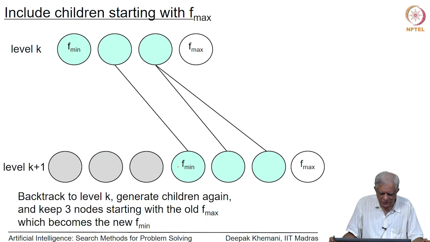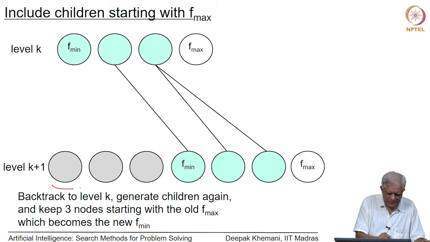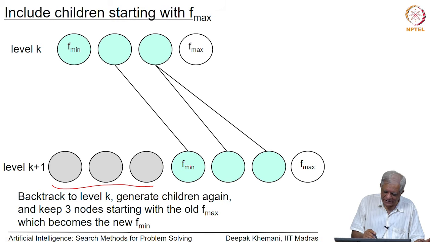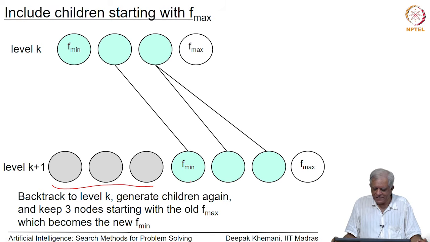So, this is how it would look. Those 3 nodes that we backtrack from have gone into the set of nodes that we have visited, and 3 more children of their parents have been added to the beam, and the old f max value has become the new f min value, and we have got a new f max value at some point.